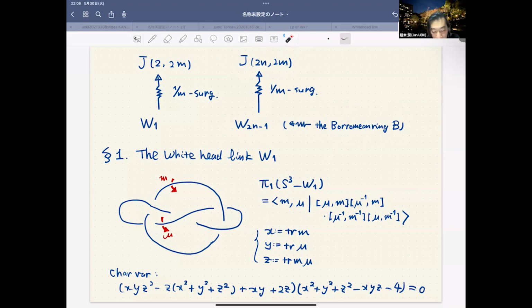Okay, the Whitehead link is defined by this picture, and its group is given by this presentation. And trace M, trace mu, trace M mu give coordinates of the character variety. And this equation defines the character variety.